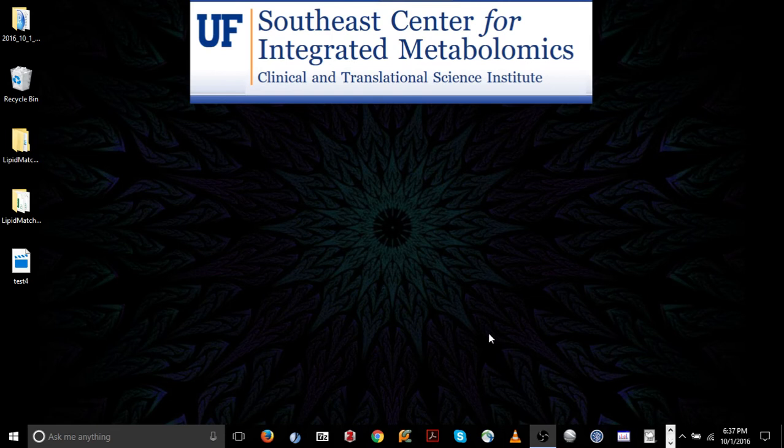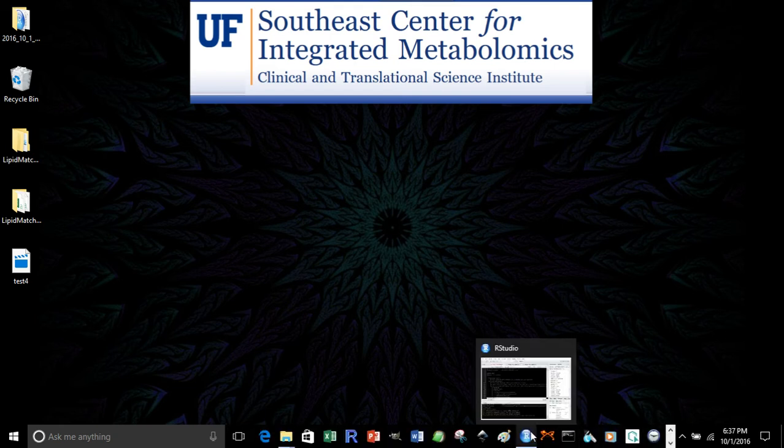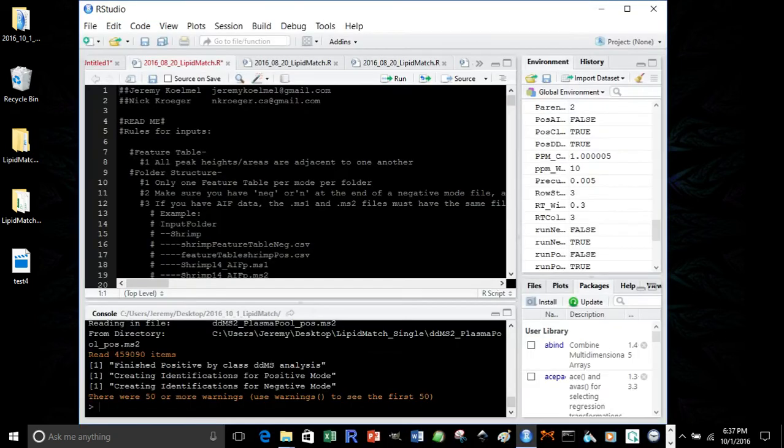In part 4 we're going to be discussing how to interpret your LipidMatch outputs after you successfully run LipidMatch. Now, if we look at our RStudio script, we'll see this note: there are 50 or more warnings after it has completed running the script. So that's how we know that it's finished running, and this is completely fine.